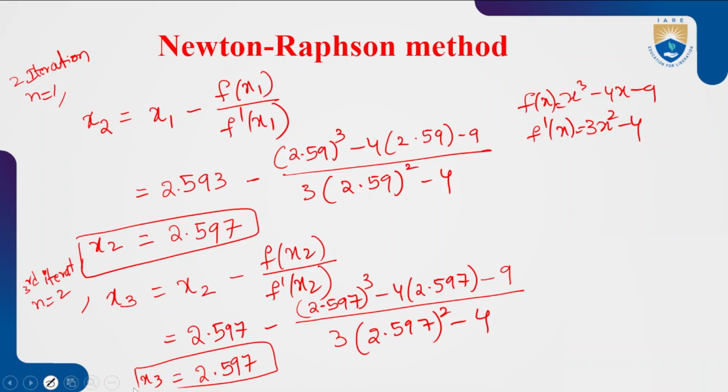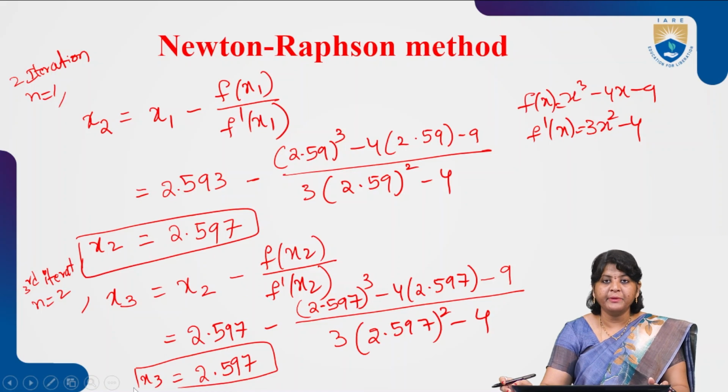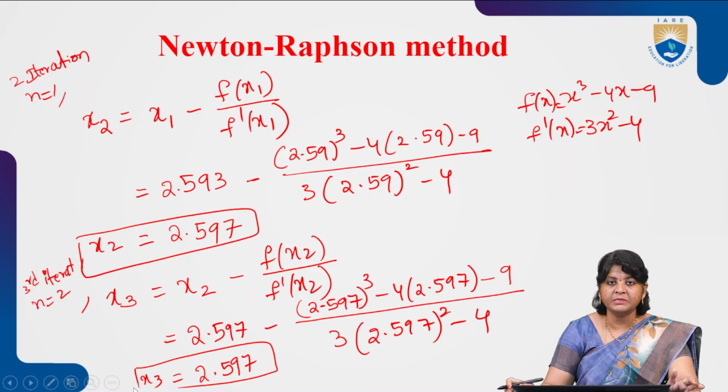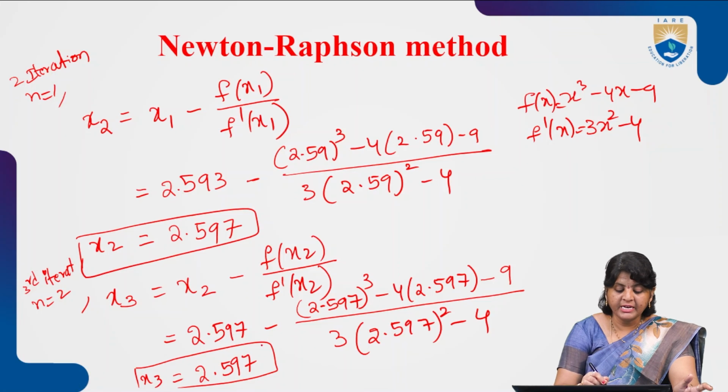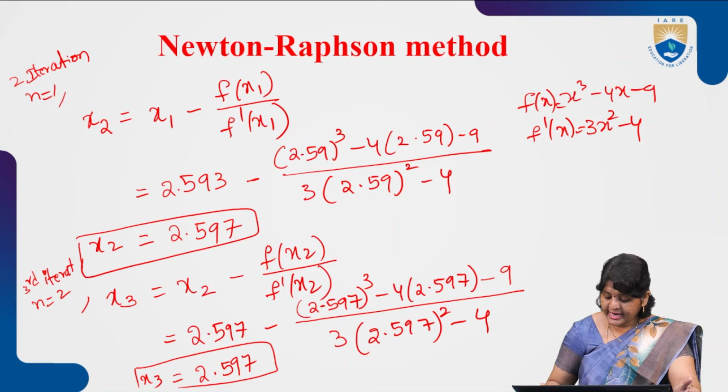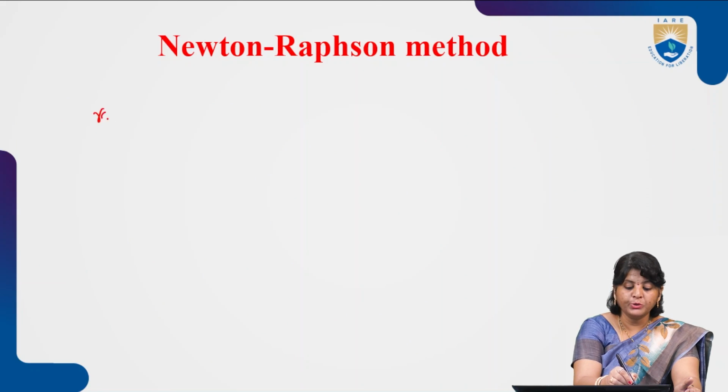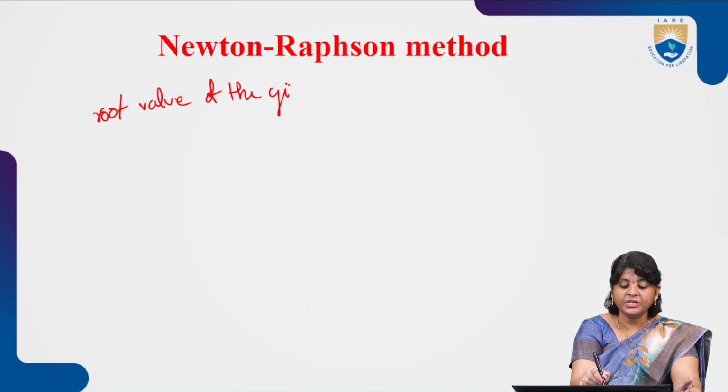Up to 3 decimals I am going to take. Only up to 3 decimals. Might be you may get 4th decimal, 5th decimal, 6th decimal. I am going to round off here up to 3 decimals. So if you observe here, x2 and x3 values are the same. x2 value is 2.597 and x3 value is 2.597. If you repeatedly do the same thing, then at the 4th iteration also, you will get 2.597.